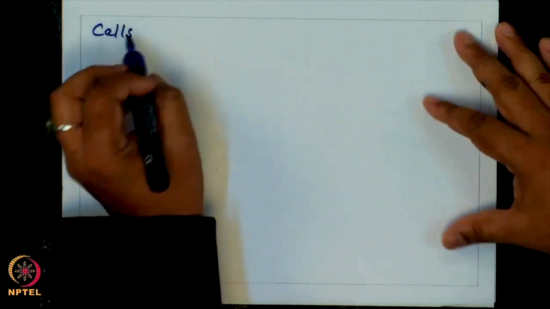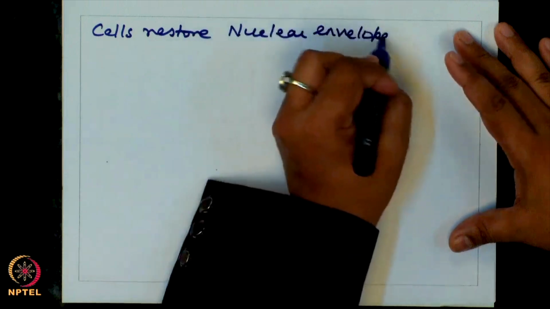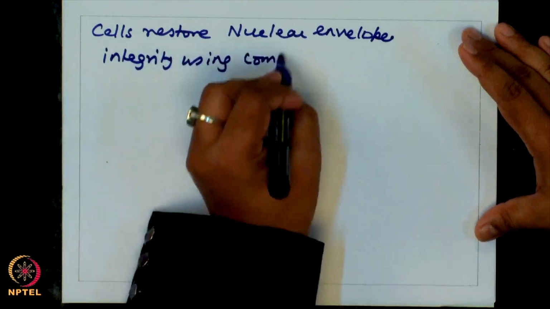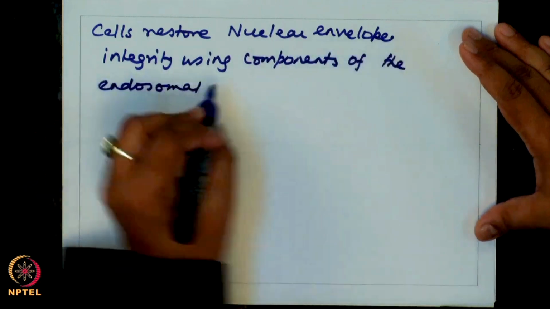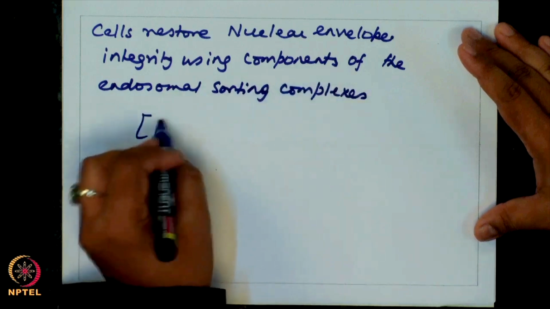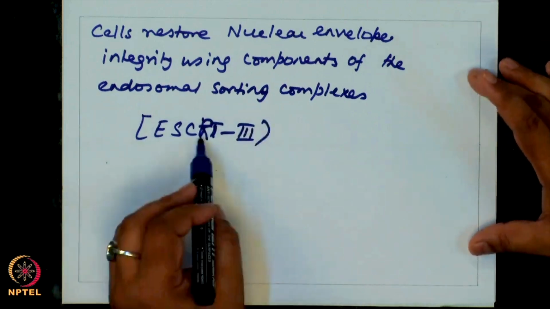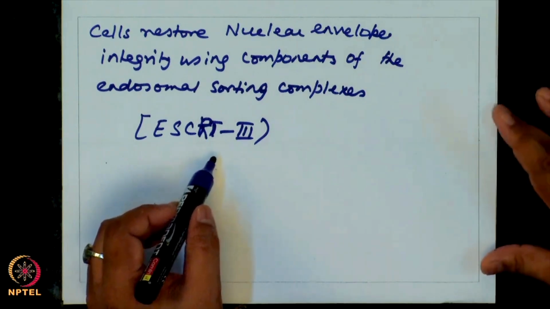Okay. So, however, this rupture does not continue for long. Okay. So, eventually cells restore nuclear envelope integrity using components of the endosomal sorting complexes. So, you have this family of agents called ESCRT3. Okay. So, these are required for transport. Okay. So, ESCRT mediates again resealing of the nuclear membrane.